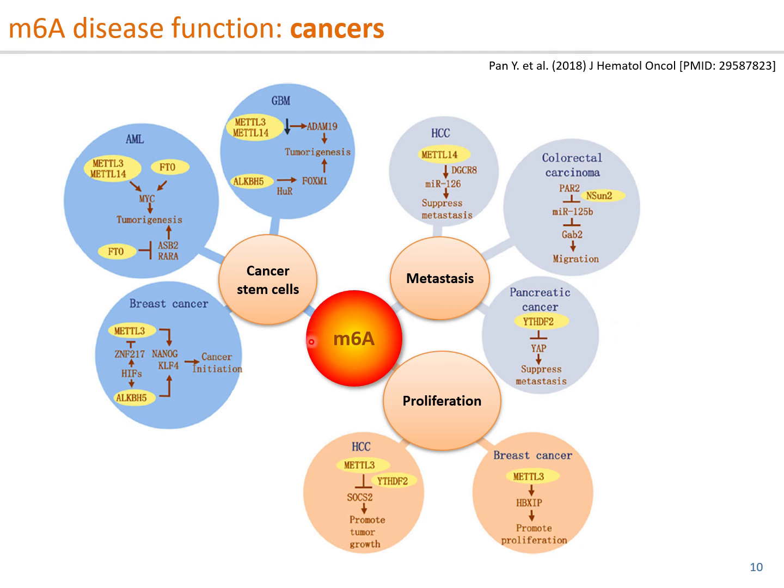For example, M6A is associated with cancer stem cells, M6A-MYC in acute myeloid leukemia, M6A ADAM19 and FOXM1 in glioblastoma multiforme, M6A analog, KLF4 and HIF in breast cancer. In cancer metastases, M6A microRNA 126 is involved in hepatocellular carcinoma, microRNA 125B in colorectal cancer, and M6A YAP in pancreatic cancer. In cancer cell proliferation, M6A SOX2 and M6A HBxIP are involved in liver and breast cancer cell proliferation.